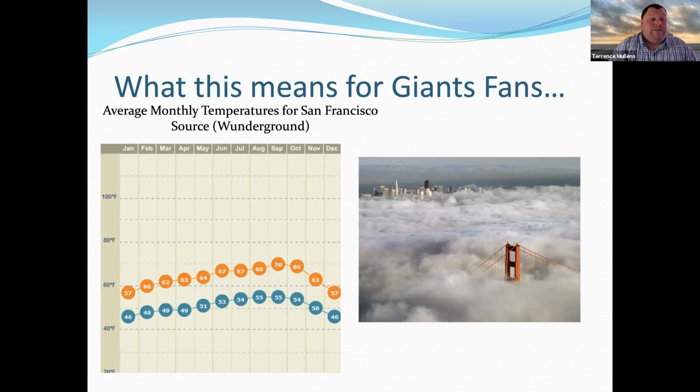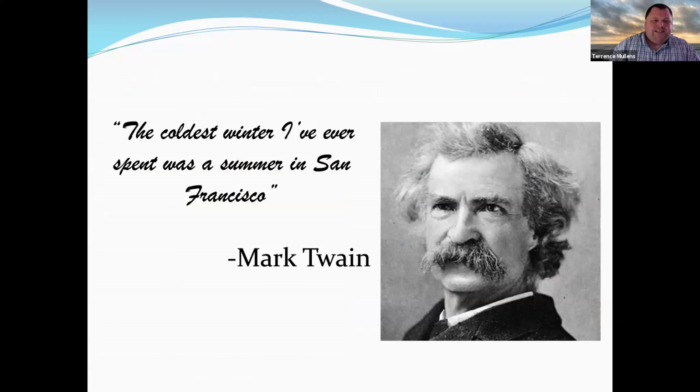In fact, I have a friend who lives in San Francisco, and last week when I was asking people what their favorite thing was about fall, she said, I live in San Francisco. This is our summer. And yeah, very true. But this also inspired a very famous quote that is oftentimes attributed to Mark Twain, which was, "The coldest winter I've ever spent was a summer in San Francisco."